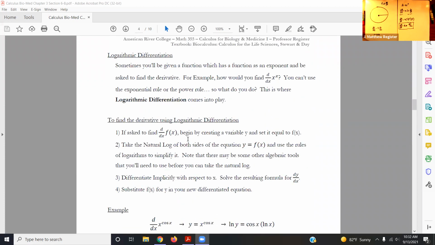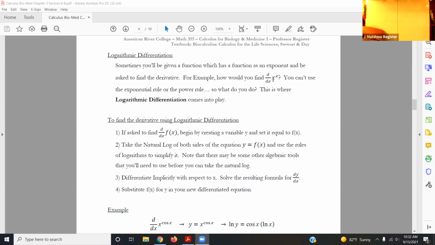One more example for how we can apply implicit differentiation is logarithmic differentiation. The idea behind logarithmic differentiation is, what if we want to take the derivative of something of the form x to the x? It is not an exponential rule, it is not a power rule, and we don't really have the tools yet for it.